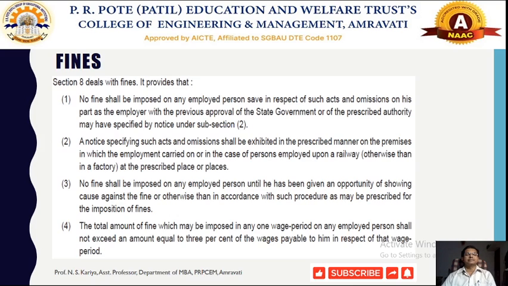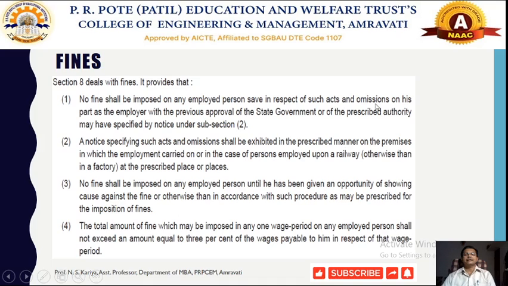Let us see some important provisions here. No fine shall be imposed on any employed person, save in respect of such acts and omissions on the part of the employed person as the employer, with the previous approval of the state government, or as may be prescribed by the authority, has specified by notice under subsection 2. So in that case the employer cannot collect fines otherwise. There are standard procedures laid down on which account a fine can be taken and on what matters it cannot. A notice specifying such acts and omissions shall be exhibited in the prescribed manner on the premises.